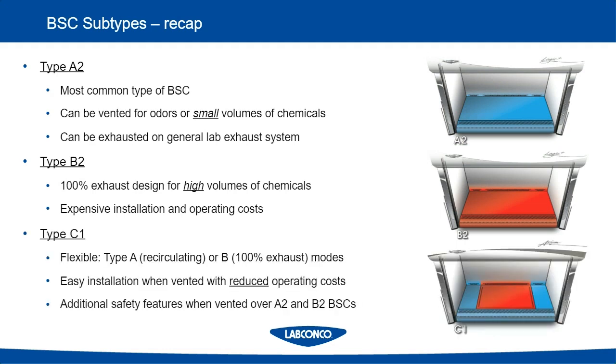The Class II Type C1 is flexible. It can work in Type A mode or B mode, which would be exhausting that center work area. It has an easier installation because it can be vented and connected to a general exhaust system. And it provides several additional safety features when vented over what Class II A2 and Class II Type B2 cabinets can provide.